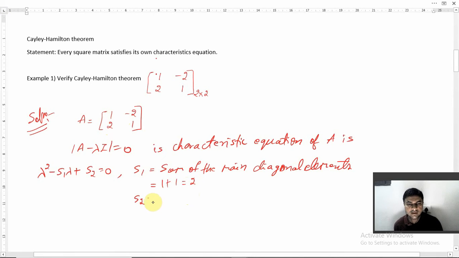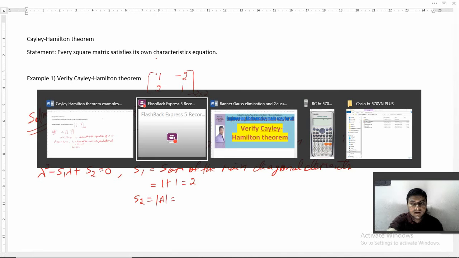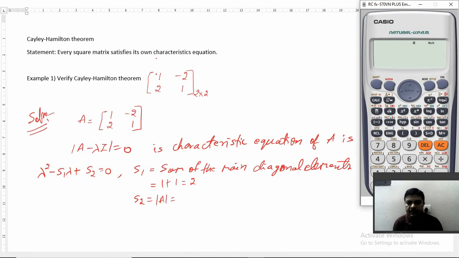So how are you going to find the determinant of A? Already you have come across what the determinant of A is, students. I will just show you how to take the determinant using the calculator. Here I have a calculator, so I am going to use this calculator and find its determinant.